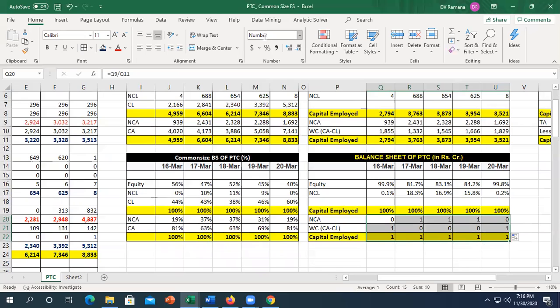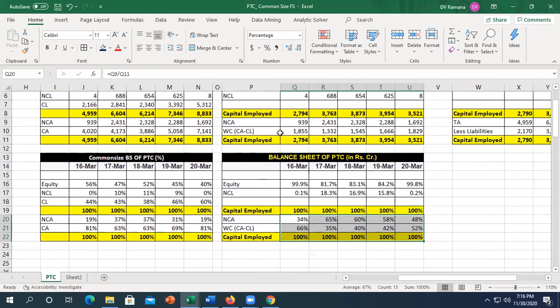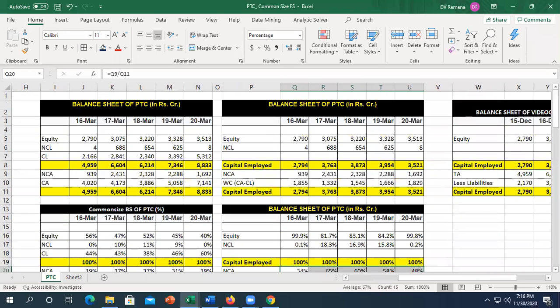What is the relative percentage of assets? Within the assets, what is the relative percentage of current assets? What is the relative percentage of current liabilities? So we can see that any balance sheet can be converted into a common size balance sheet.